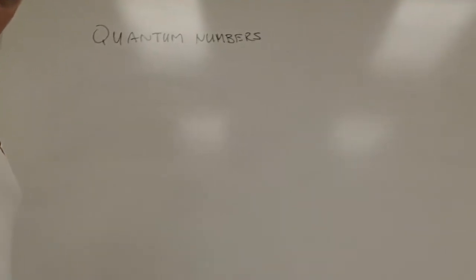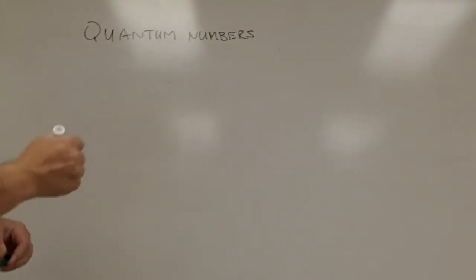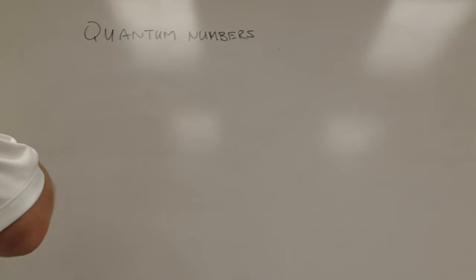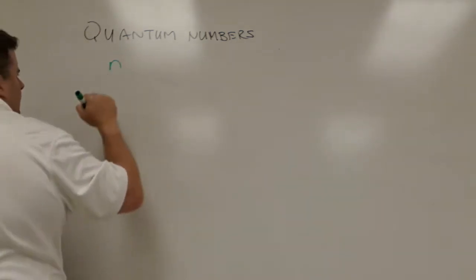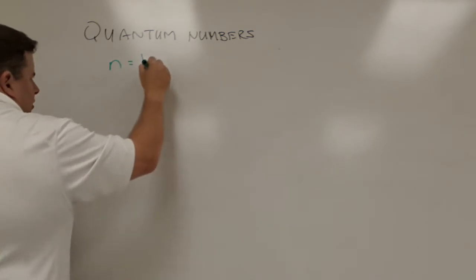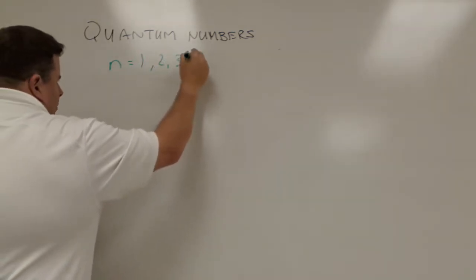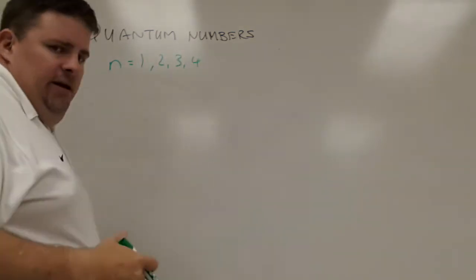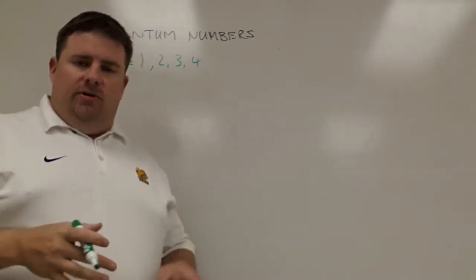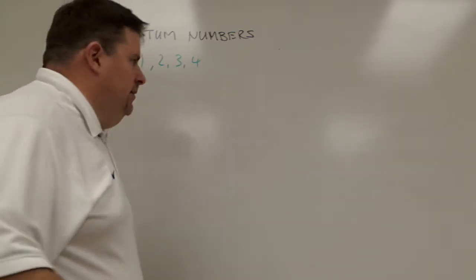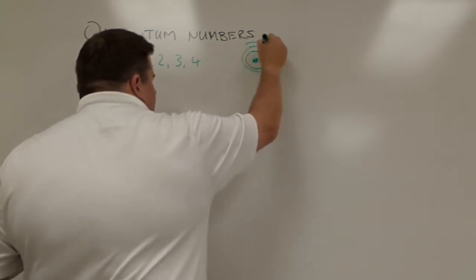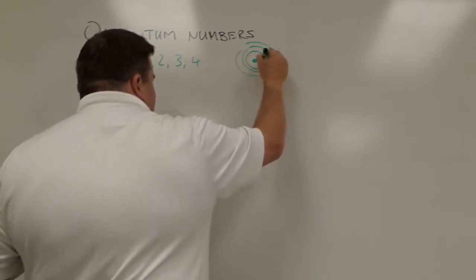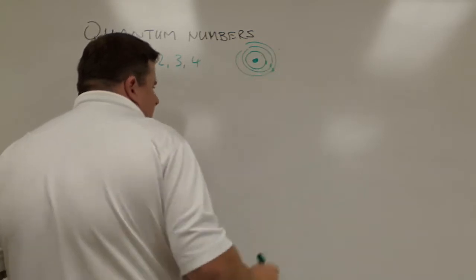So we've talked a little bit about quantum numbers before, right? And that's when n equals any sort of integer, 1, 2, 3, 4, etc. And this is how close it is to the nucleus, right? We've seen that with the nucleus here and then the circles, right? Where n, this is 1 and this is 2 and that's 3, okay?